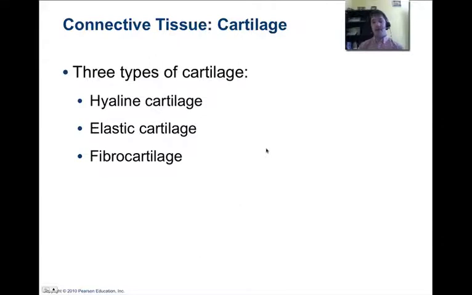Now we're out of the connective tissue proper. So we've got cartilage, bone, and blood. And there's three different types of cartilage. There's hyaline cartilage, elastic cartilage, and fibrocartilage.